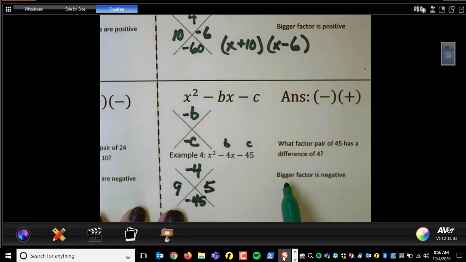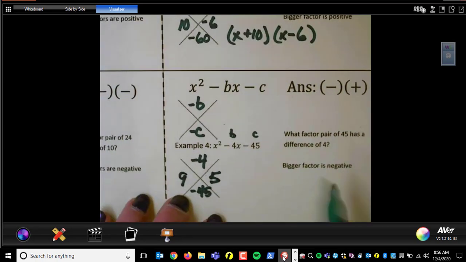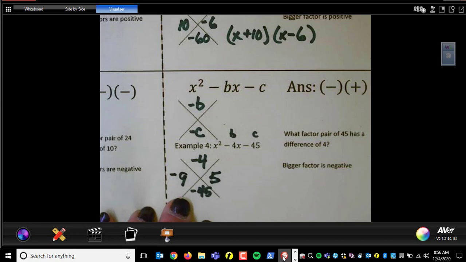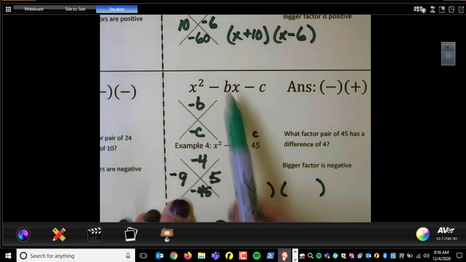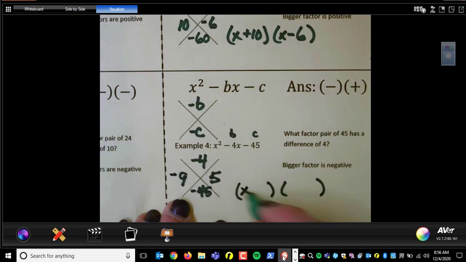So now I just look over in my notes. The bigger factor is negative. All right, so this time I'm going to put the negative on my bigger factor. My smaller factor stays positive. All right, let's get the binomials written. Remember, it's just whatever that letter is. Sometimes they use different letters. I use X in my notes. So we're going to have minus 9 and positive 5.